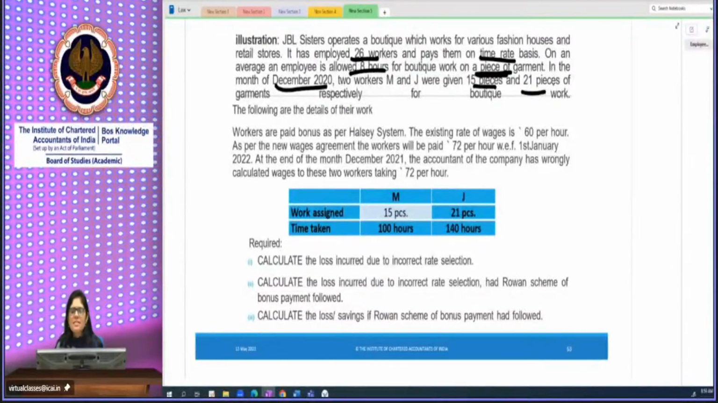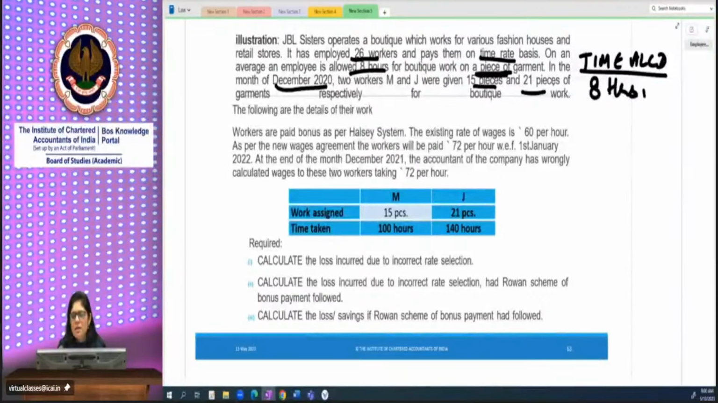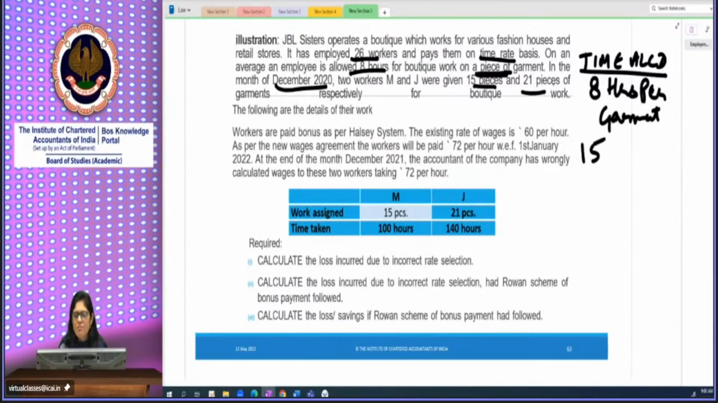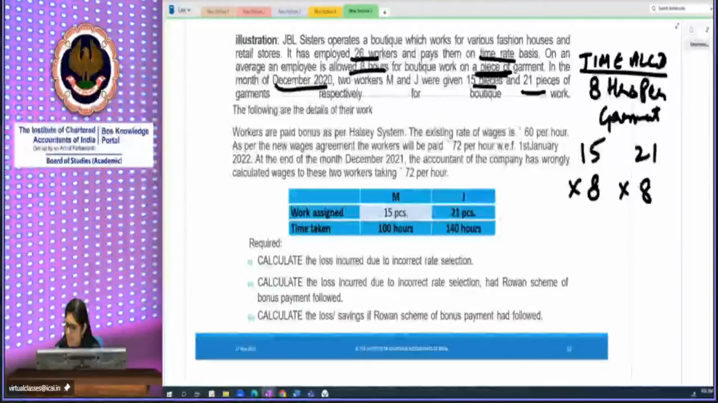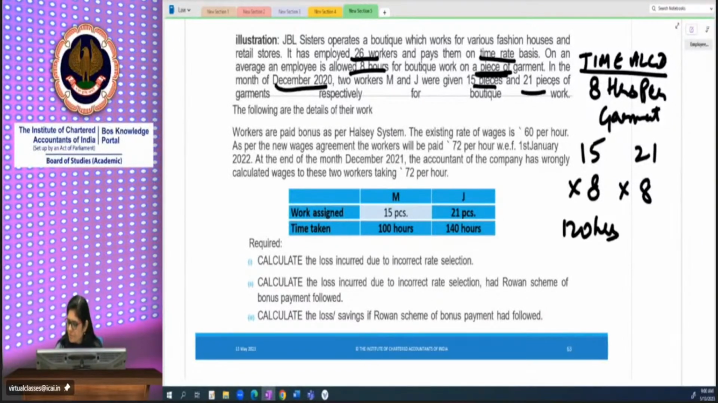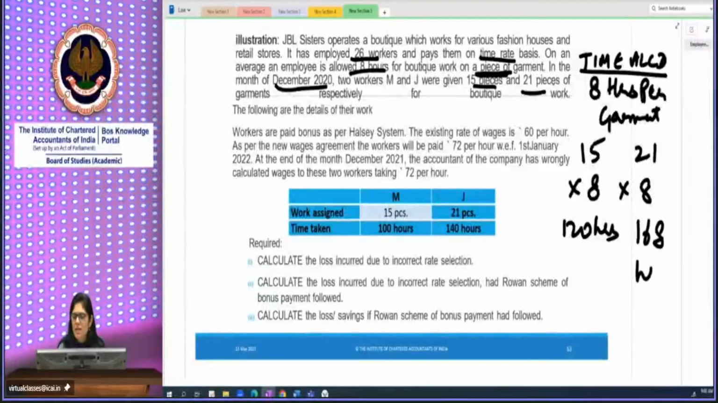In the month of December, 2 workers, M and J, were given 15 pieces and 21 pieces respectively to stitch, and one piece takes 8 hours. So that is the standard time allowed, 8 hours per garment. They have been given 15 and 21 garments, so 15 into 8 and 21 into 8 will be the time allowed. Can you calculate first? Let us go step by step. 120 hours, and 21 into 8, 168 hours. So this is the time allowed.